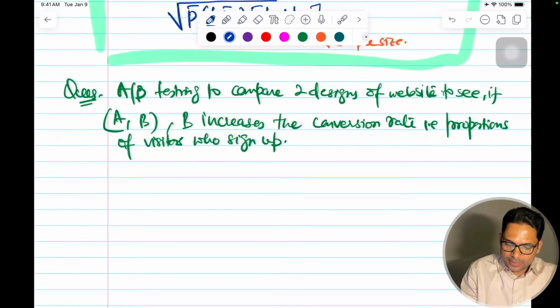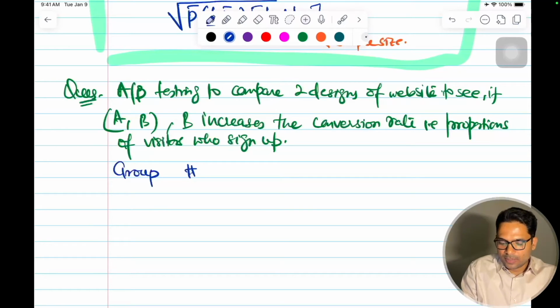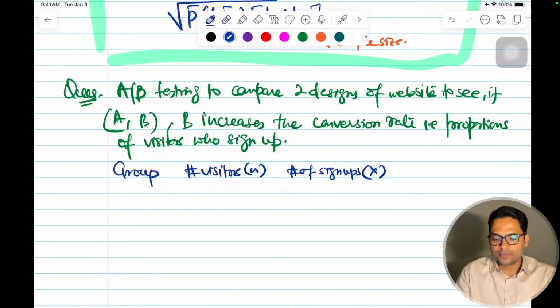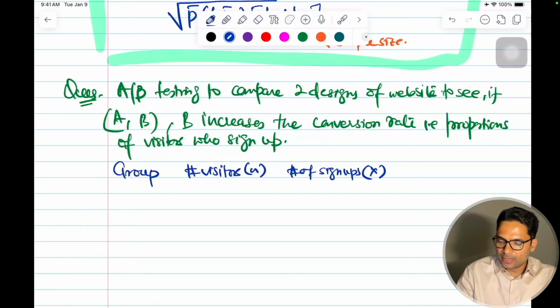So let me write. So you have group, and then we have number of visitors. So this is your n, and then there are number of signups. So this is a success, this is x, so this is total number, and out of that how many signed up, that is your success, total success coming from binomial. And then this is your conversion rate or the proportion conversion rate. This is your p bar is equal to x by n.